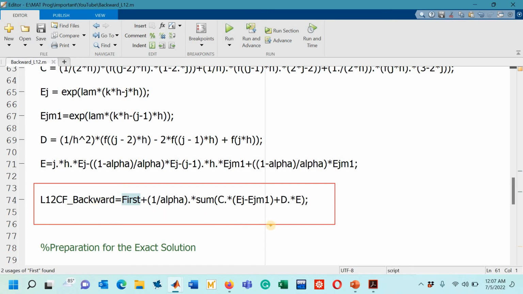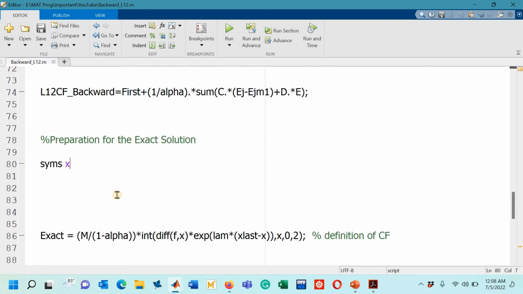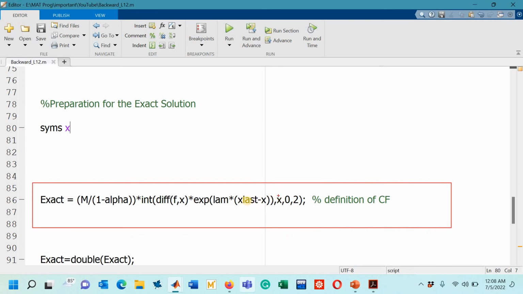Okay, fine. I hope it gives you some understanding. If you type it by hand, I hope it won't be difficult for you. So let's go to the exact solution now. A symbol X has been introduced on line number 80, and on line number 86, the exact solution has been computed. As you can see, it's the Caputo Fabrizio definition, the same definition I have written here, no change.